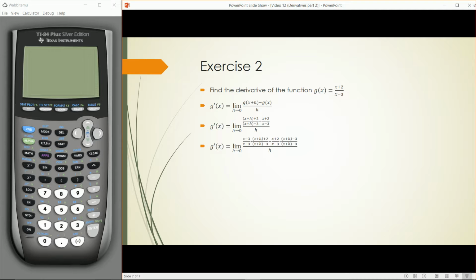We want to get a common denominator, so we multiply the left side by the denominator of the right, and the right side by the denominator of the left. So you have the x minus 3 over x minus 3 coming from this, and the x plus h minus 3 over x plus h minus 3 coming from this. All right. We can pull the 1 over h to the front, just so you can see things a bit better. When you multiply everything out, you get this. And I went and pulled the h back in on the bottom.